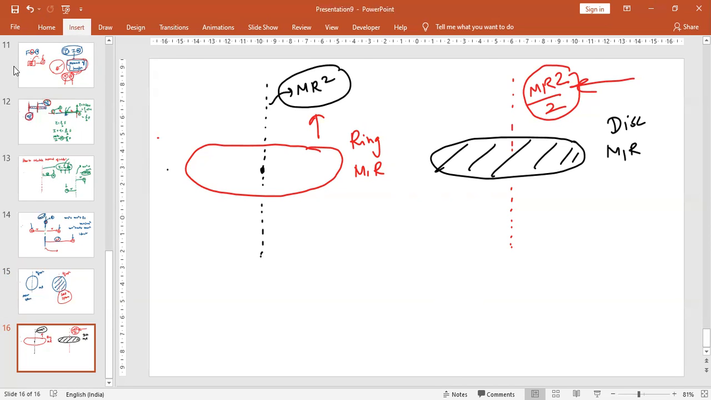Okay, Ram, any doubt in this? Because you have to remember all this. No doubt, sir.